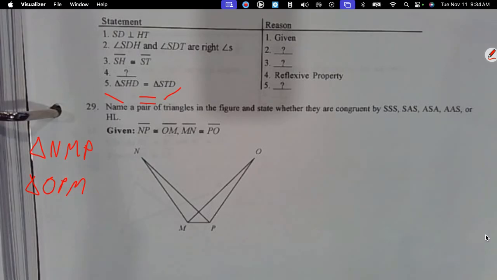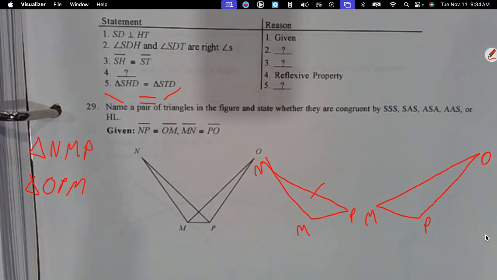Now, do I need to draw them separate? Does that help y'all? Maybe. I'm going to draw them separate. You don't have to, but it might help you. It's the same problem we've had. Ugh, that's awful. NMP, and this one's a little bit better. MPO. There's my 2 triangles. Let's write everything.